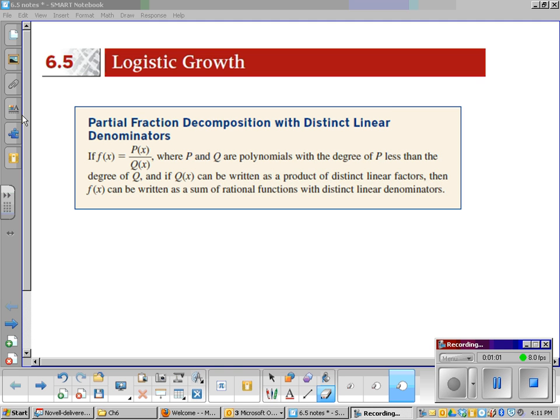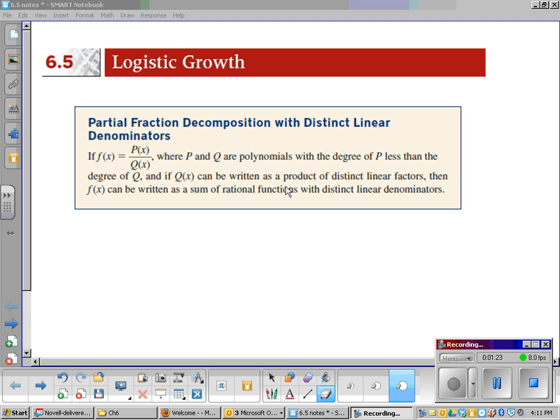Now, for some of our quotients we could use a substitution, a trig substitution or something. So you don't want to throw those methods out. They might work for some of the quotients. But if you get to a logistic growth model, then it's definitely going to be something where you need partial fractions to be able to find the antiderivative.